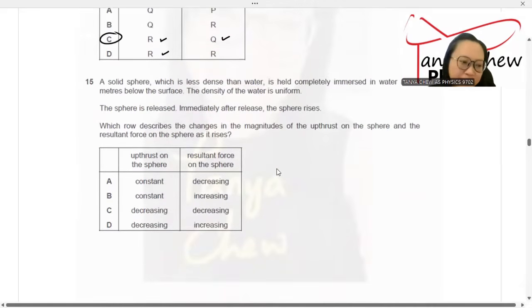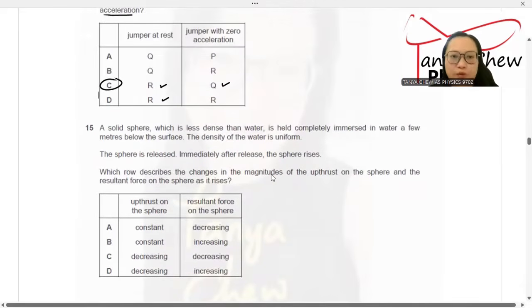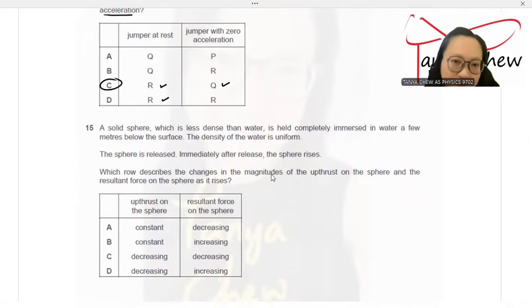Now, question number 15. A solid sphere, which is less dense than water, is held completely immersed in water a few meters below the surface. Density of the water is uniform, which is good news. That is another hint. Could you see that? The sphere is released, and immediately after release, the sphere rises. Which row describes the changes in the magnitudes of the upthrust on the sphere and the resultant force on the sphere as it rises? Right.